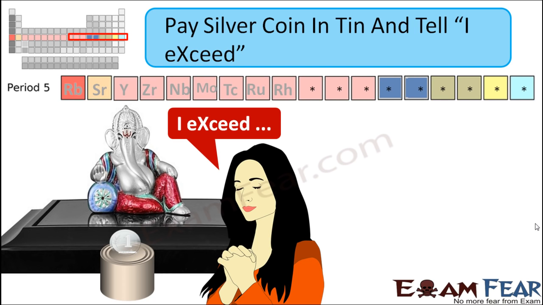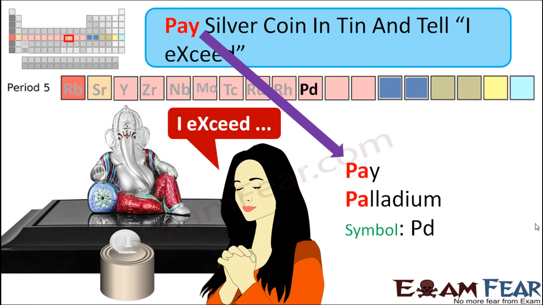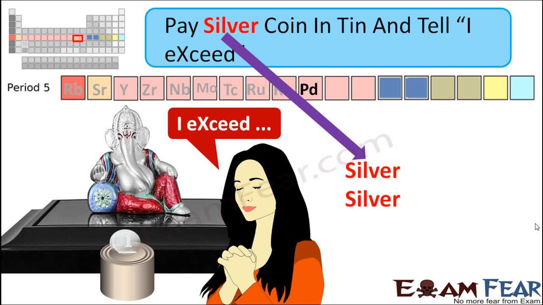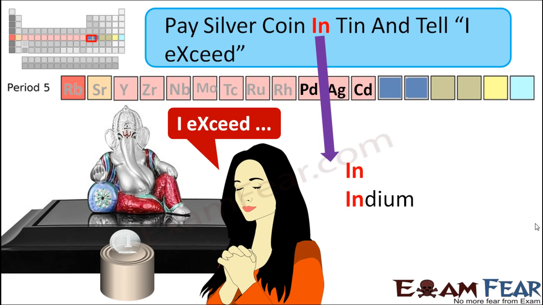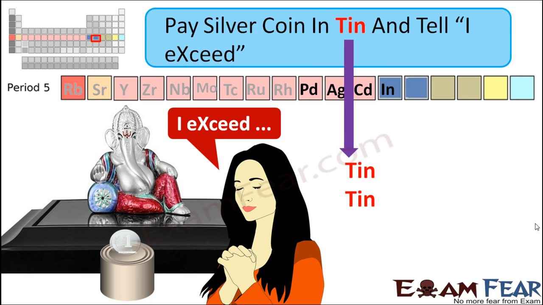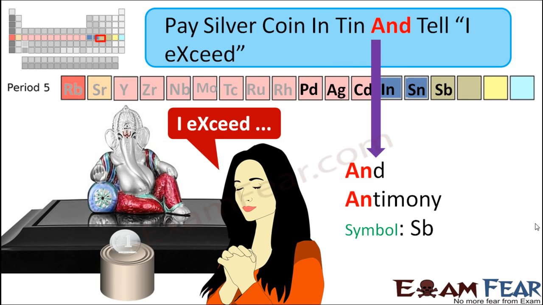So here your memory tip would be pay silver coin in tin and tell I exceed. So here pay reminds of palladium. Silver is, of course, silver. However, the symbol for silver is Ag. Coin reminds of cadmium. In reminds of indium. Tin is tin again. And is antimony. So you have an in and, you also have an in antimony. So and reminds us of antimony, but the symbol for antimony is SB.